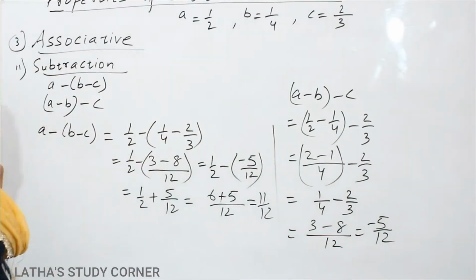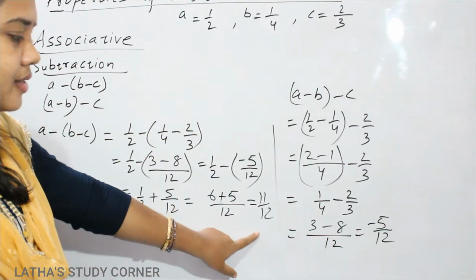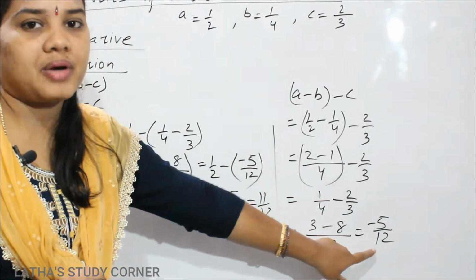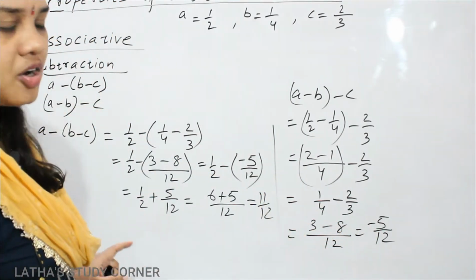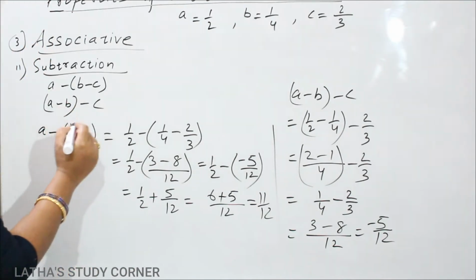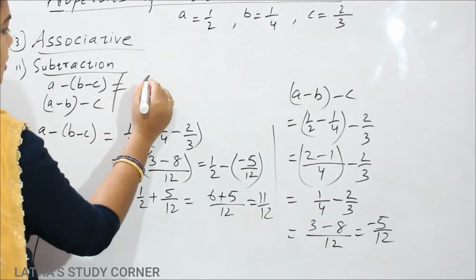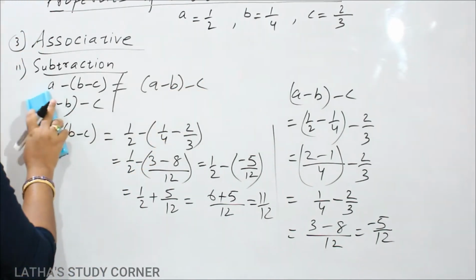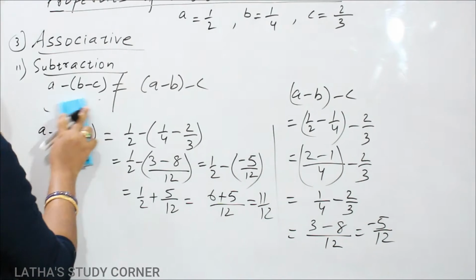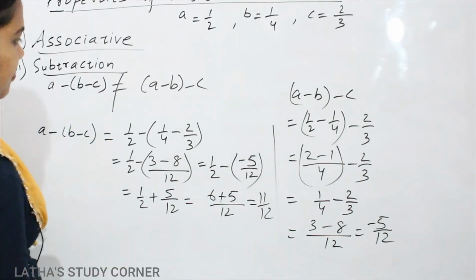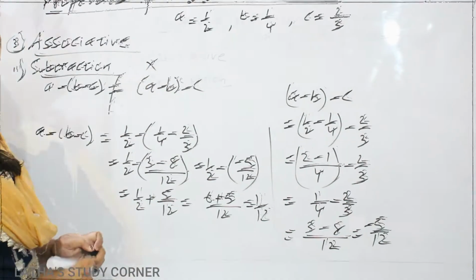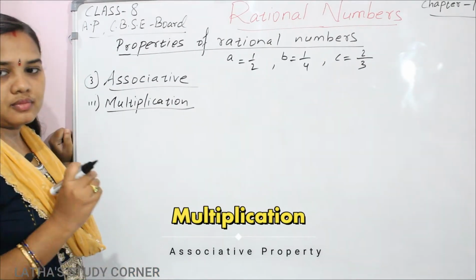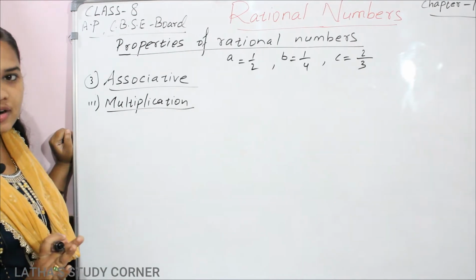So you can see here what we got, result 11 by 12, whereas here what we got, result minus 5 by 12. Both are not same. So A − (B − C) is not equal to (A − B) − C. It means rational numbers are not associative under subtraction. Okay. Next we will see whether rational numbers are associative under multiplication or not.